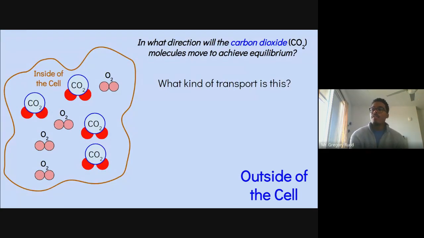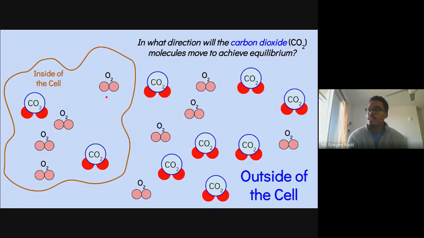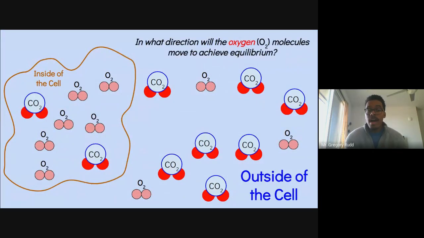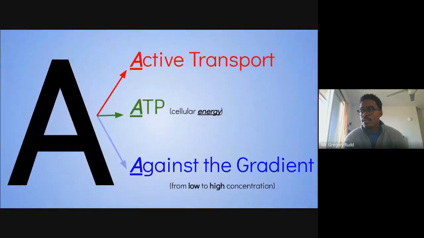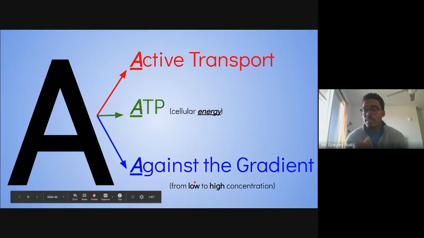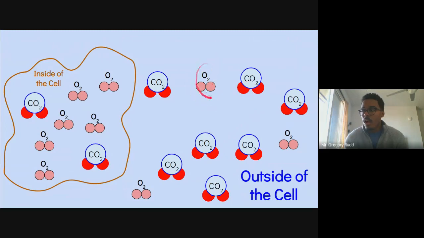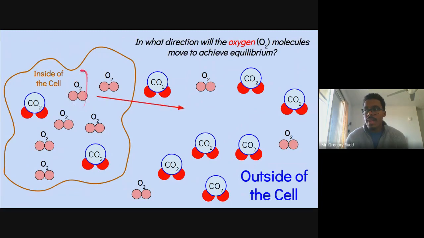Another difference between active and passive transport is that active transport moves molecules against, remember those three A's, active transport requires ATP and it moves molecules against their gradient. Against the gradient means from low to high concentration. We didn't move from low to high in this example. If we were, then the oxygen on the outside of the cell would move into the cell. But that's not what happened. We saw the oxygen move from high to low.